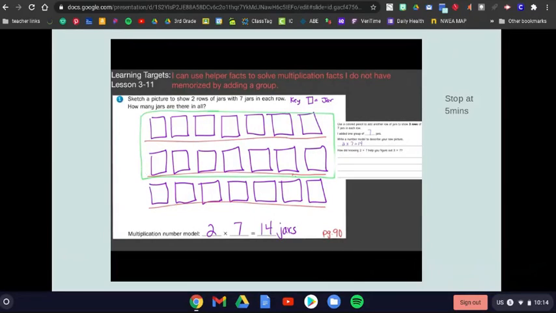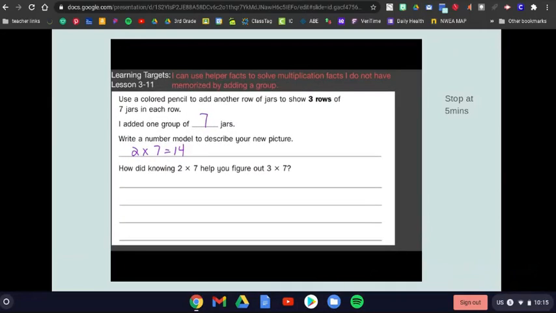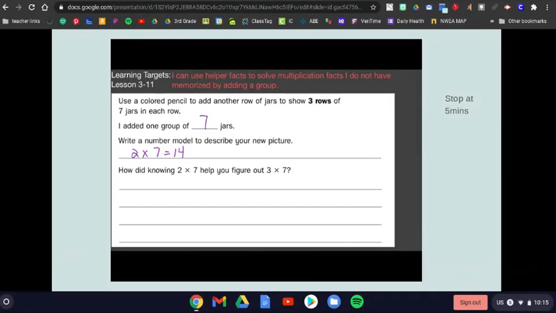So this became an addition to our number model. So let's record our number model this way. We had 2 times 7 equals 14. And then we did 14 plus these 7 jars here equals 21. And then it gets to our next part of our question. How did knowing 2 times 7 help you figure out 3 times 7?